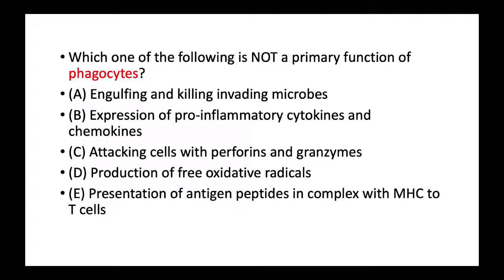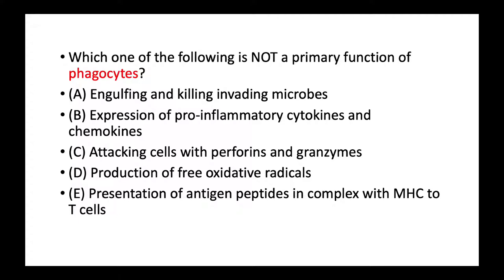B? B. Production of free oxidative radicals. They can produce free oxidative radicals like hydrogen peroxide or other oxygen radicals by which they actually destroy the bacteria. So this is true for macrophages and phagocytes. Which one? B. Actually this is also true, because we will see in other lectures that macrophages and phagocytes can release many different types of cytokines. They can cause fever, like interleukin 1, tumor necrosis factor alpha, interleukin 6. So they can release many different types of pro-inflammatory cytokines and also chemokines, which are important for the movement of neutrophils. So this is also true.